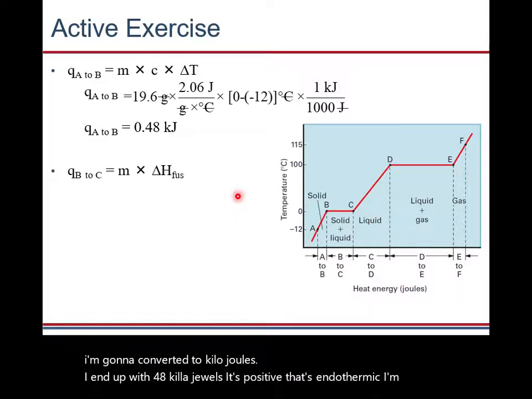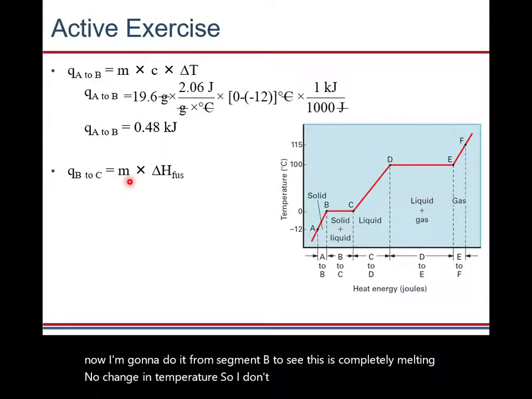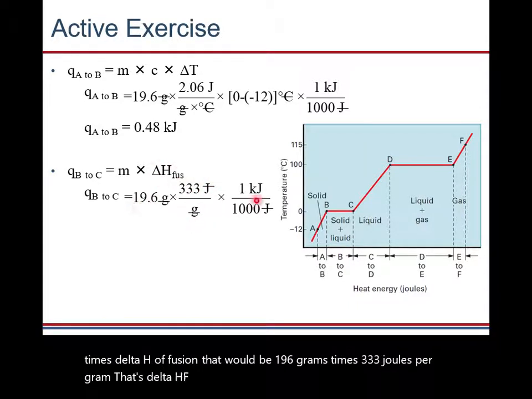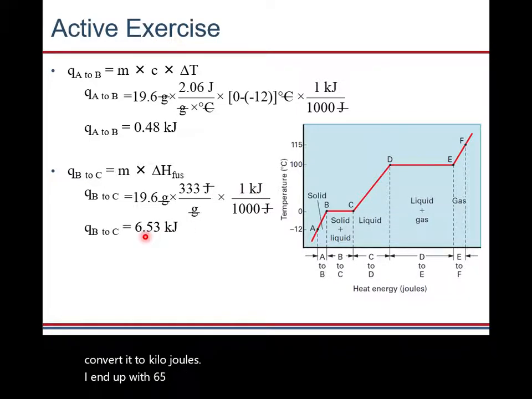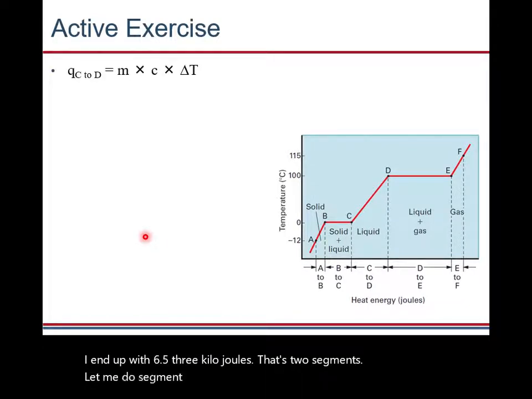Now I'm going to do it from segment B to C. This is completely melting. No change in temperature, so I don't have delta T, right? It's simply m times delta H of fusion. That would be 19.6 grams times 333 joules per gram. That's delta H of fusion, and this is the mass. Then I'm going to convert it to kilojoules. I end up with 6.53 kilojoules. That's two segments. Let me do segment 3, C to D.